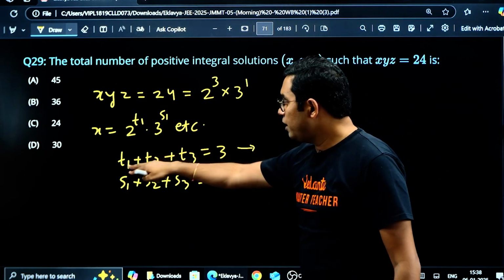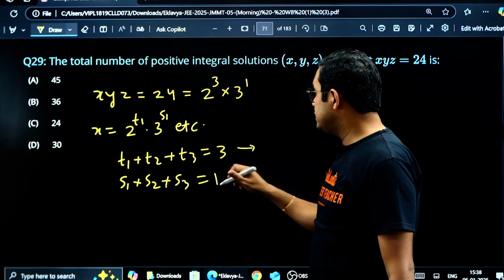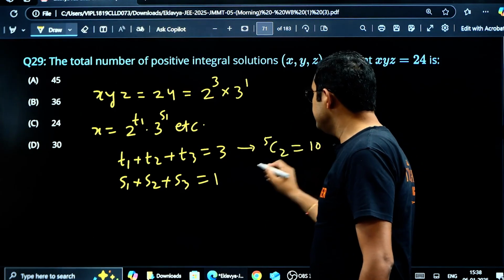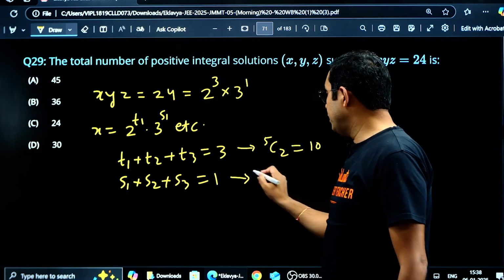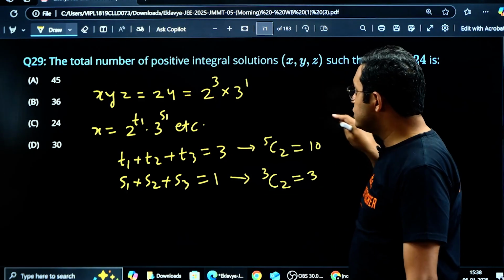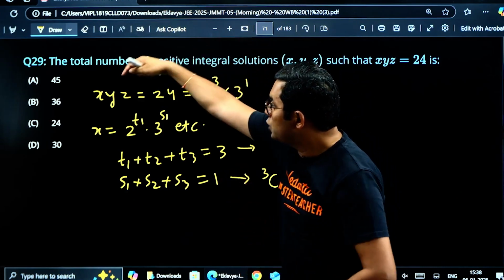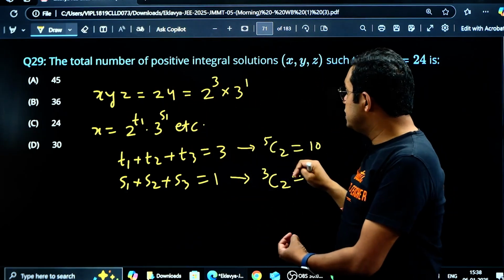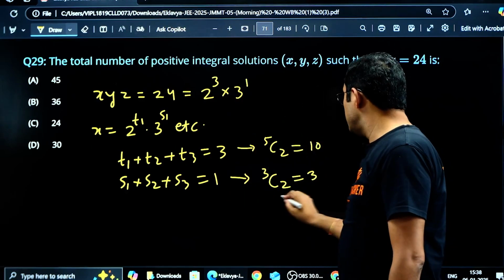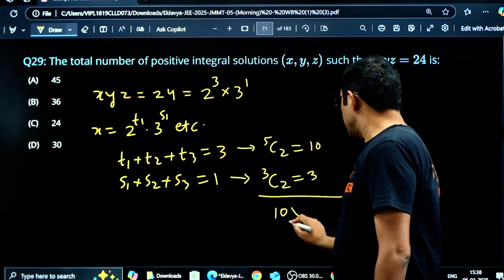So for this, 3 beggars, 3 coins, so 3 plus 3, 6 minus 1, 5C2, that will be equal to 10 here, and here it will be, I think, 3C2, that is 3. Okay, so there are 10 ways to distribute power of 2 to XYZ, and 3 ways to distribute power of 3 to XYZ. So combining these two, I think 10 into 3, so answer should be equal to 30.